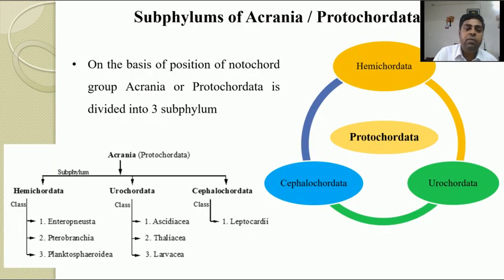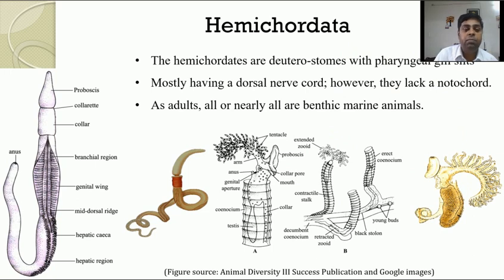Then this subphylum Acrania, also called protochordata, is divisible into three subphyla further, and this classification is based on exactly the position of the notochord present in that group. On the basis of this, it can be classified as hemichordata, urochordata, and cephalochordata. Hemichordates are those organisms which are also deuterostomes. They are also provided with pharyngeal gill slits, and mostly they have the dorsal nerve cord. However, they lack the notochord.